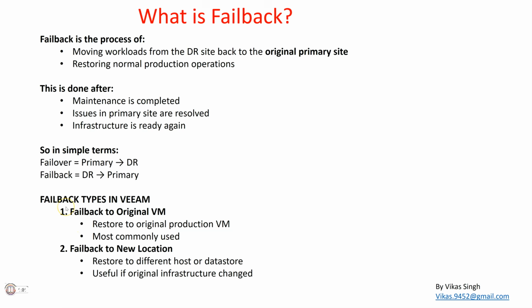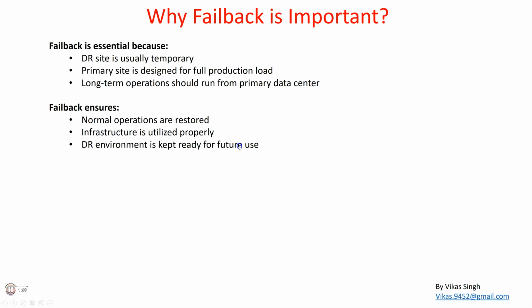There are two types of failback supported in Veeam. The first one is failback to the original VM, which restores to the original production VM. It is the most commonly used and mostly going to be used in production infrastructure. The second is failback to a new location, which restores to a different host or different datastore. This is useful if the original infrastructure has changed and no longer exists in your infrastructure.